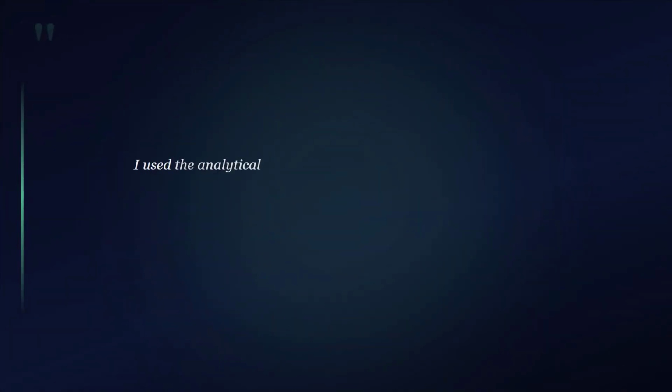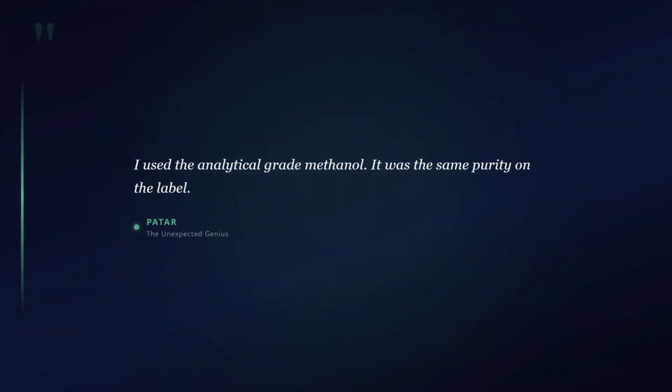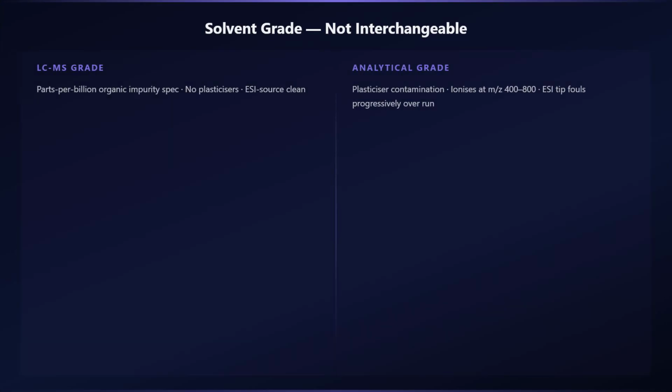I used the analytical grade methanol. It was the same purity on the label. Purity on the label for analytical grade refers to organic carbon content, not to LC-MS-specific impurities. Analytical grade methanol contains plasticizer contamination. In your ESI source, those plasticizers generate chemical background noise at m/z 400 to 800. That is the main peptide detection window. Your sensitivity is already compromised before you have loaded the first sample.